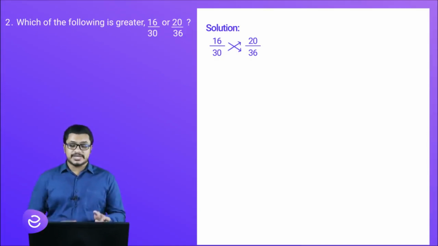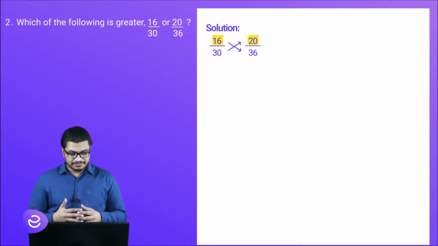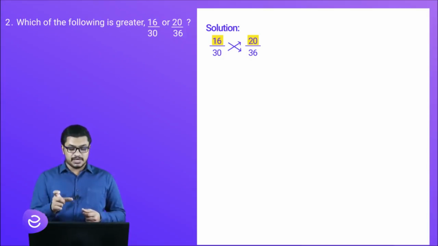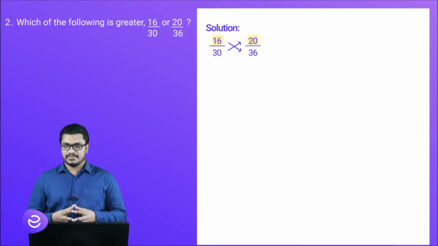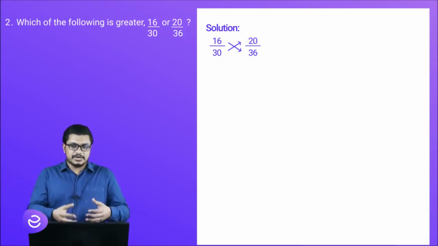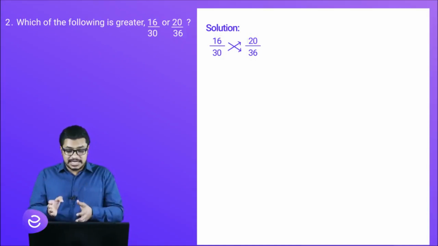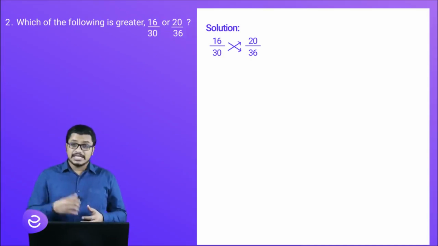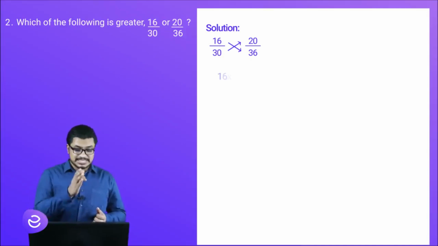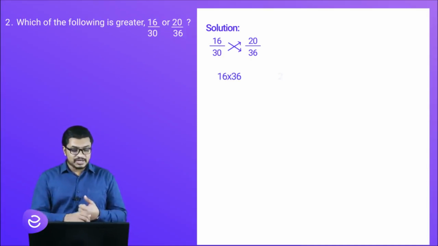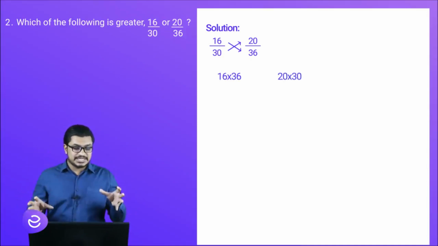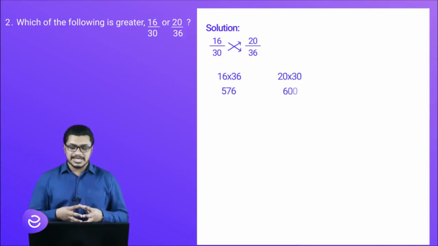The original numerators are 16 and 20. The numerator which has resulted in the greater number will be the greater fraction. If you don't understand it, just after doing it you will understand. We will take 16 by 30 and 20 by 36, then cross multiply: 16 into 36 and 20 into 30.